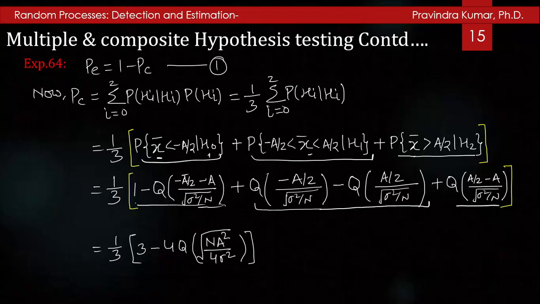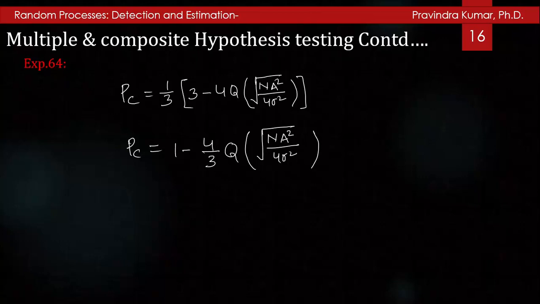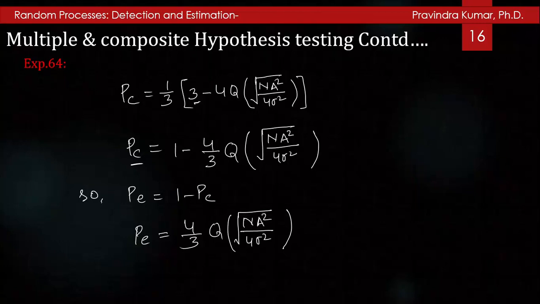So I can write it as 1/3 times (3 - 4Q(√(Na²/(4σ²)))), and you know the probability of correct decision will be 1/3 times (3 - 4Q(√(Na²/(4σ²)))). I can write this probability of correct decision as 1 - (4/3)Q(√(Na²/(4σ²))). So now the probability of error will be 1 minus the probability of correct decision, and it will be (4/3)Q(√(Na²/(4σ²))).